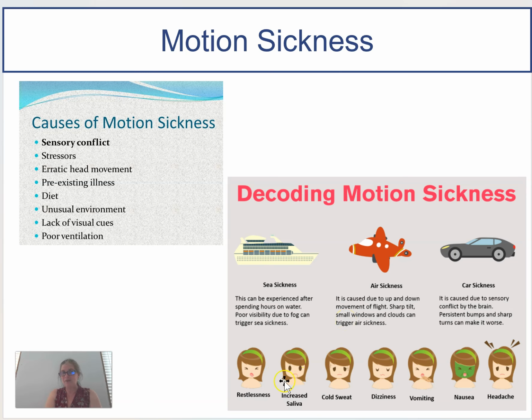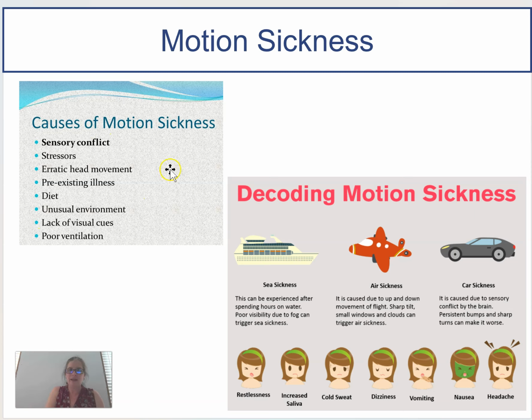You do salivate before you throw up. I'm guessing it's more to help with the pH of what's coming up from your stomach, the hydrochloric acid. You might break out in a cold sweat, right? Like, I'm going to throw up. And it doesn't feel very good, but it's usually due to some sort of movement that's happening while our body's moving, but it doesn't look like it's moving. It's giving different information to our eyes.